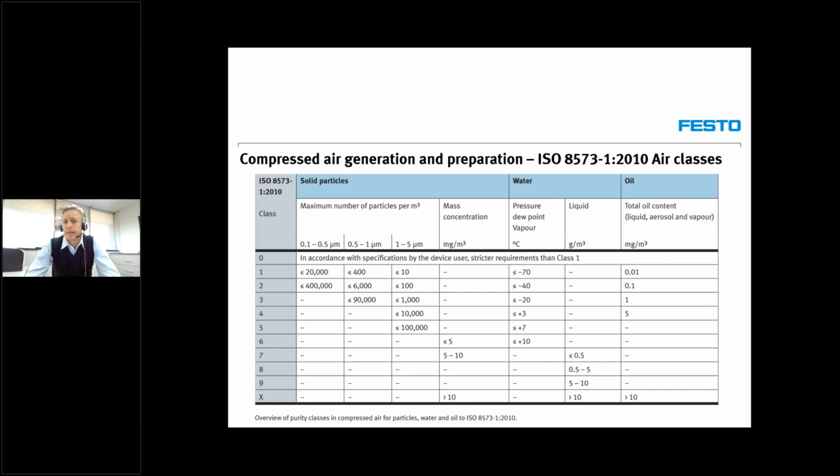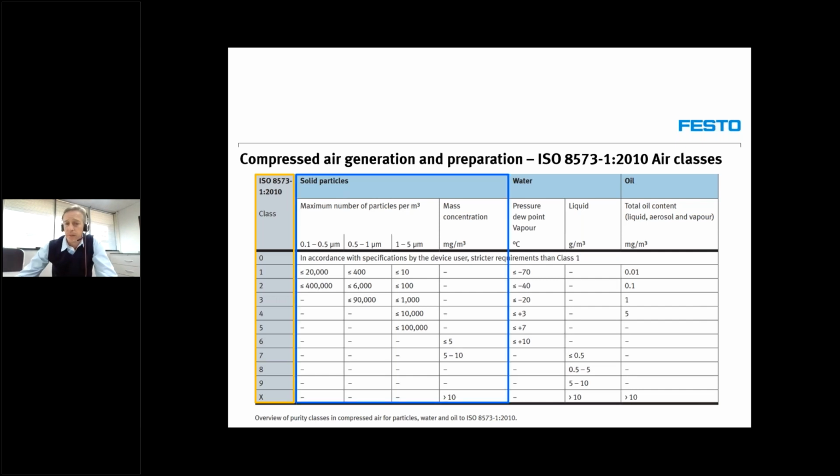I would like to quickly explain what we mean by air classes, as it's quite important to understand, especially when it comes to more specialized equipment and instruments. When we refer to the air classes, we classify the air according to ISO 8573-1 of 2010. Now, the first column you will see there is the class rating, which refers to the solids as well as the water and the oil, from 0 up to 9.